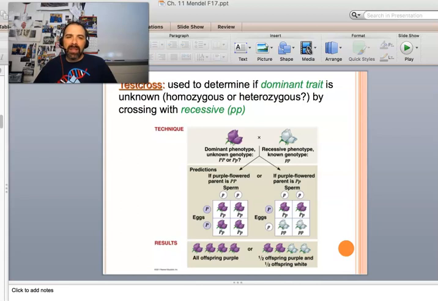Test cross, we did one of these in class. You use it to determine if the dominant trait is homozygous or heterozygous when the genotype is unknown, by crossing with the recessive. So I often use black rabbits and white rabbits. You want to figure out the black rabbit. Again, rabbit fur is not a simple dominant recessive, but if you wanted to see if the rabbit you had was homozygous for black or heterozygous, you cross it with the white. If you get all black, it's probably homozygous for black. If you cross it and you get black and white, it's probably heterozygous. But again, rabbit fur color is probably not that simple.